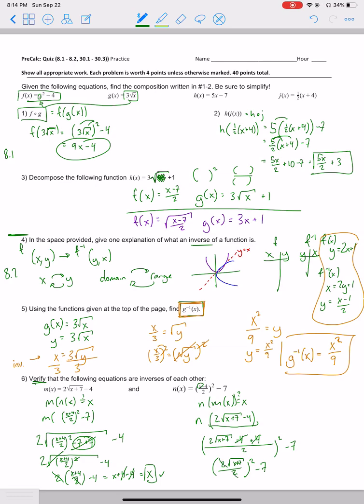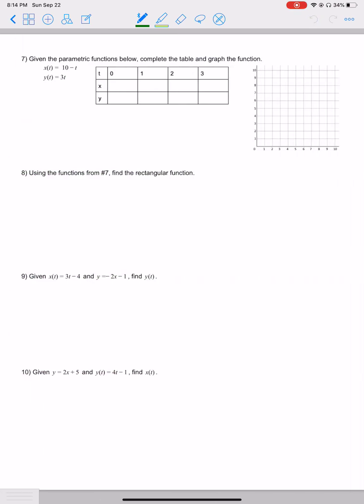We're hoping that it continues on, and it cleans up pretty well. The 2's divide out, so we get the square root of x plus 7 squared minus 7. The square root and the square cancel out, so we get x plus 7 minus 7. So we do end up getting x at the end, so we're good. So this is verified because we showed if we compose them both ways, we get x. So now on the back, we're going to work on 30.1 through 30.3.